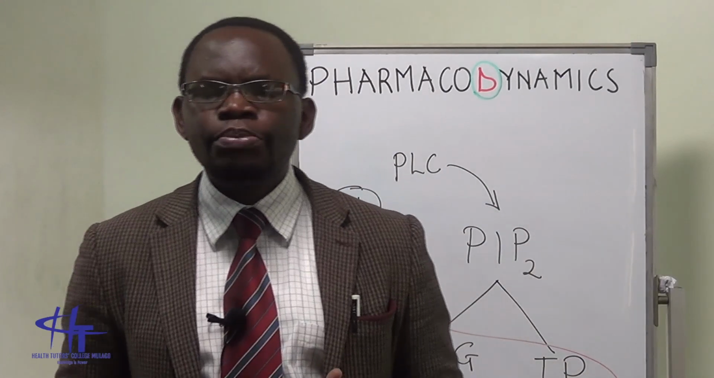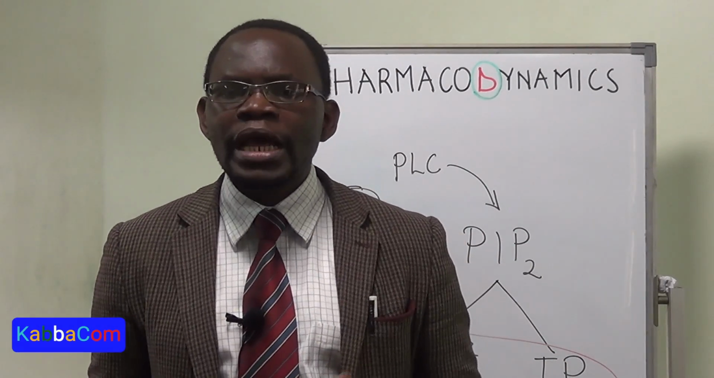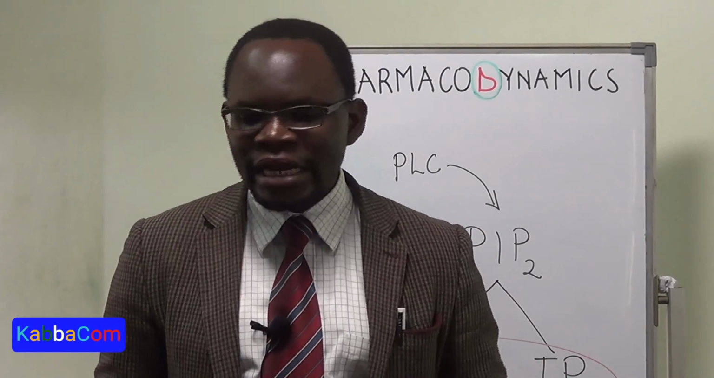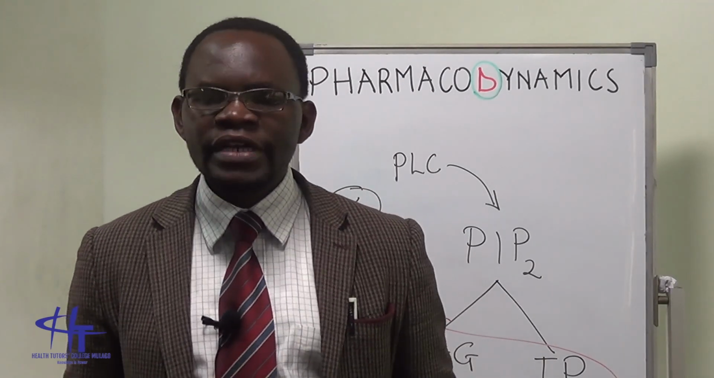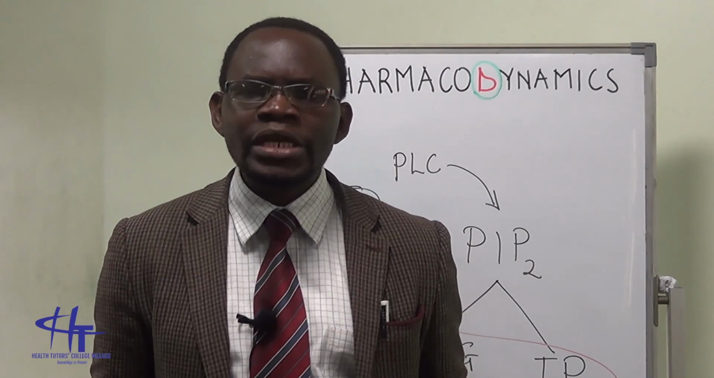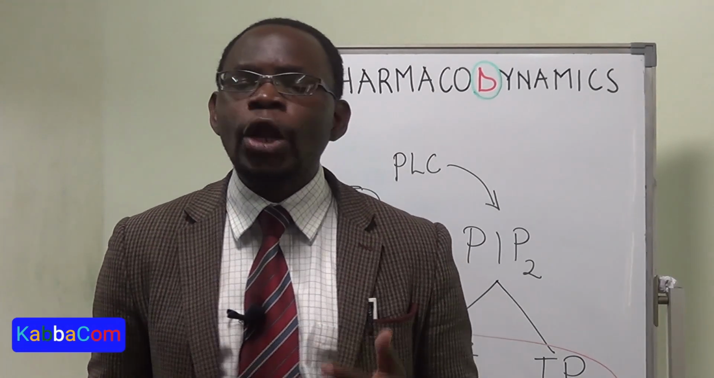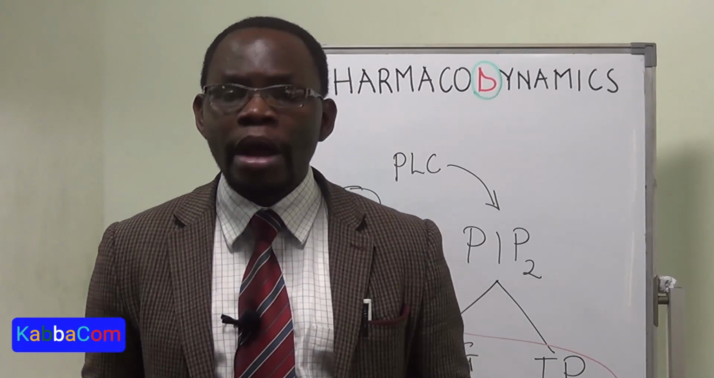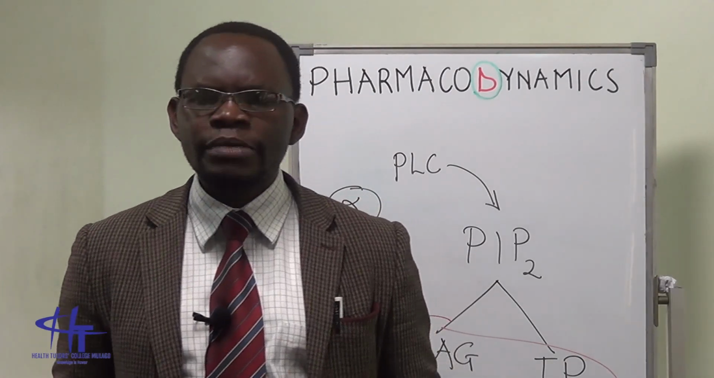And if they do not activate phospholipase C, then this alpha subunit can go ahead and activate what we refer to as adenyl cyclase. And of course we shall see this more. Once adenyl cyclase is activated, we see conversion of ATP to what we refer to as cyclic AMP. And this cyclic AMP plays a lot of roles as far as that primary cell is concerned. So that is how G protein-coupled receptors work.